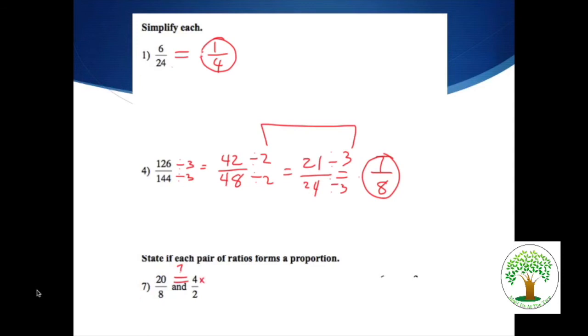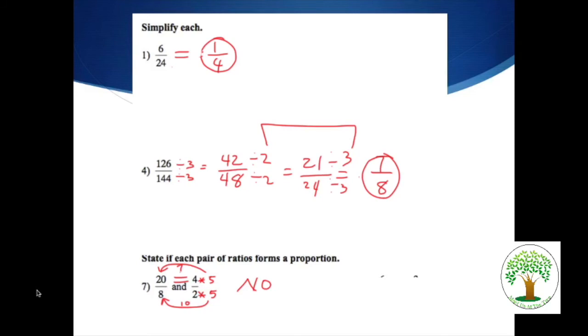5. If I multiply that by 5, I will get 20. But if I have to multiply the same here, if I multiply that by 5, will I get 8? No. I should get 10. Is this a proportion? No. I want to go over that again.